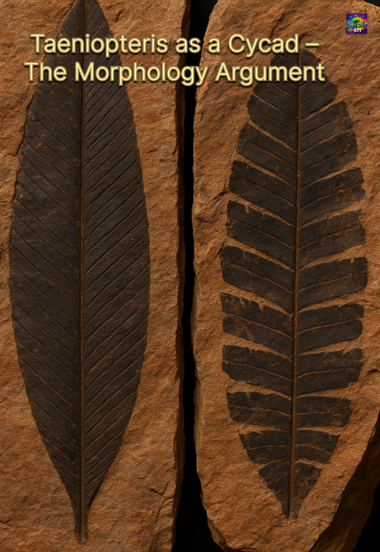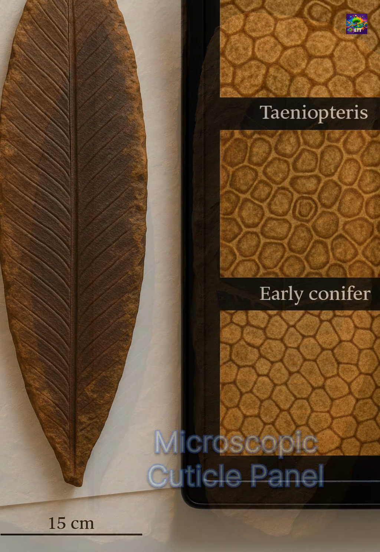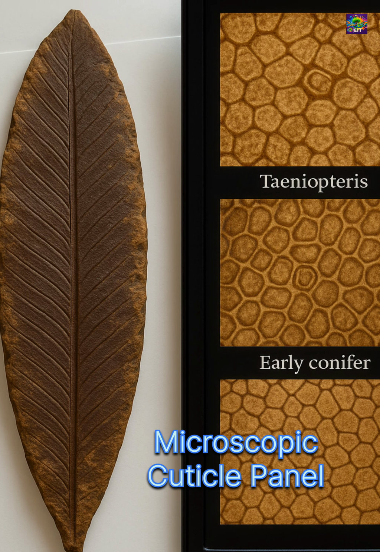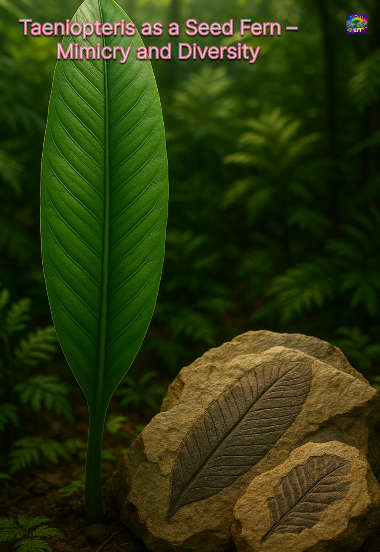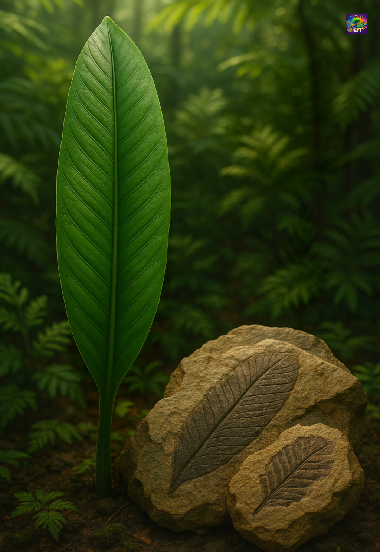Fossils of Taeniopteris have been found in many different Triassic deposits around the world, and they occur alongside cycads, seed ferns, early conifers, and other gymnosperms. Because its leaf structure shares features with multiple lineages, every new specimen seems to open the debate instead of closing it.